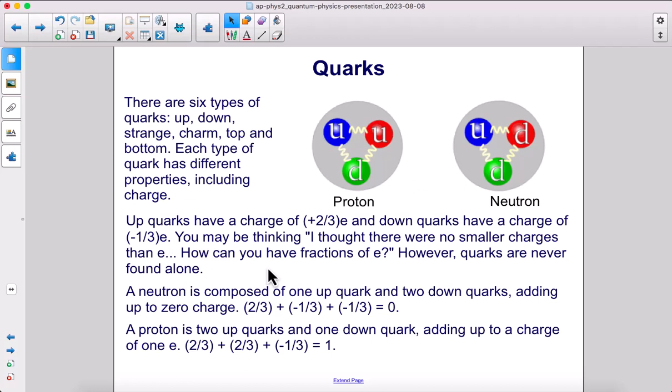However, quarks are never found alone. A neutron, shown here, is composed of 1 up quark and 2 down quarks, adding up to 0 charge, 2/3 minus 1/3 minus 1/3. A proton is 2 up quarks and 1 down quark, adding up to a charge of positive 1. So we have 2/3 plus 2/3 minus 1/3 equals 1 e.